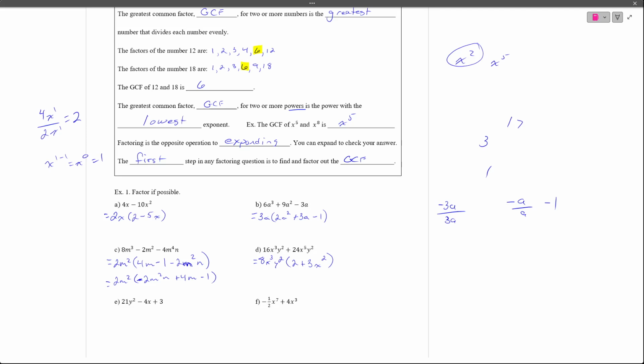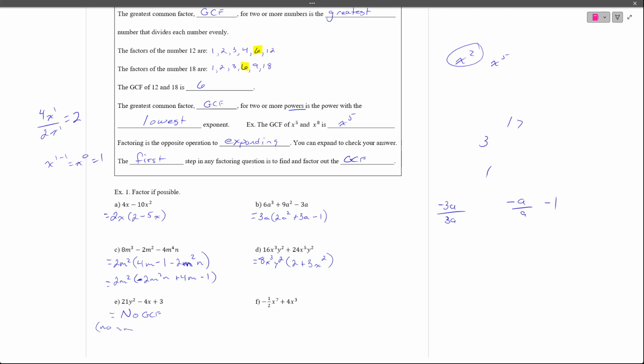Maybe there's a power that we can work with. Y squared? No, none of the other terms have y squared. None of the other terms have x other than the middle, so we can't factor out anything. So in this case, we say no greatest common factor. So no number or variable in common.